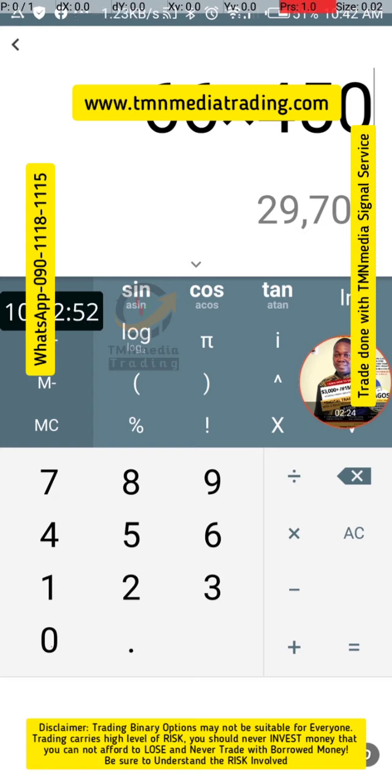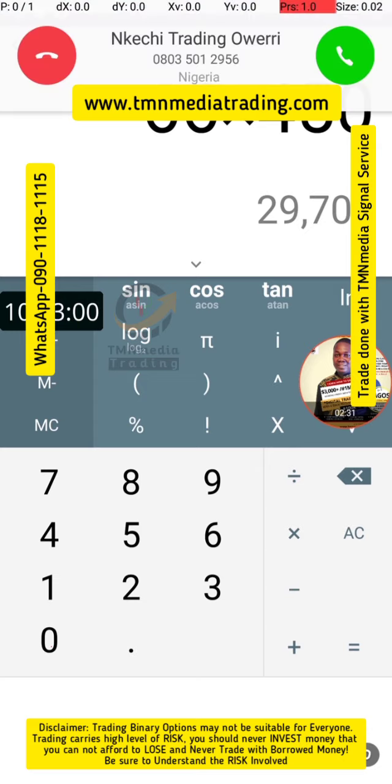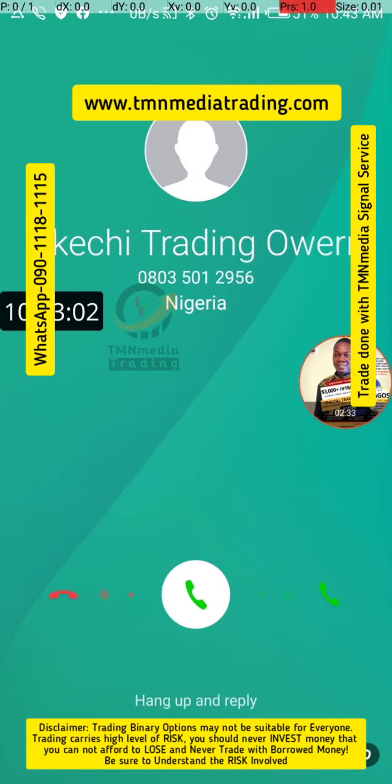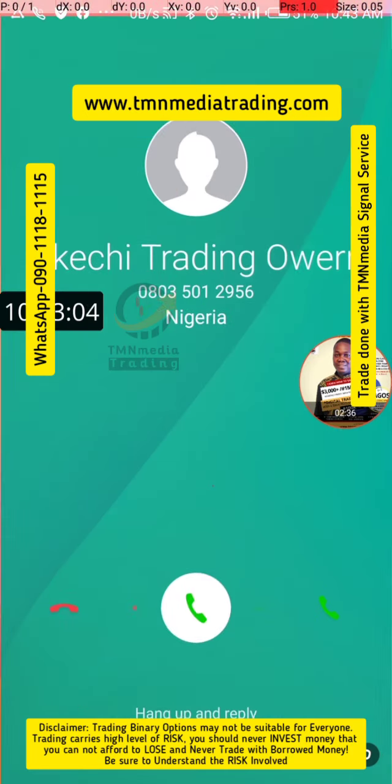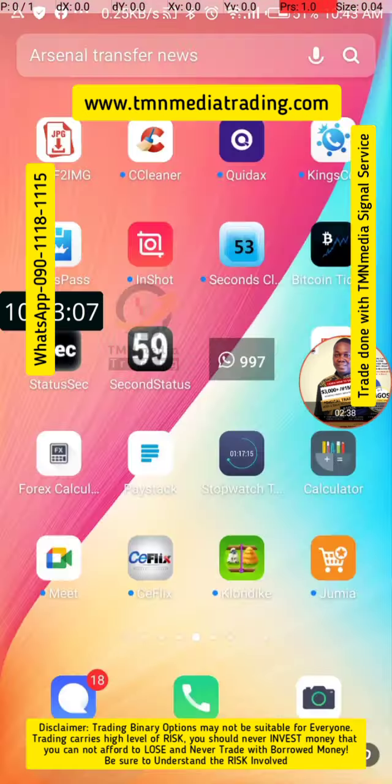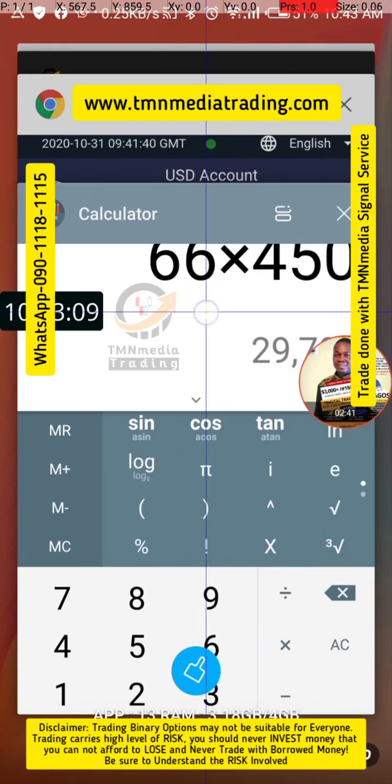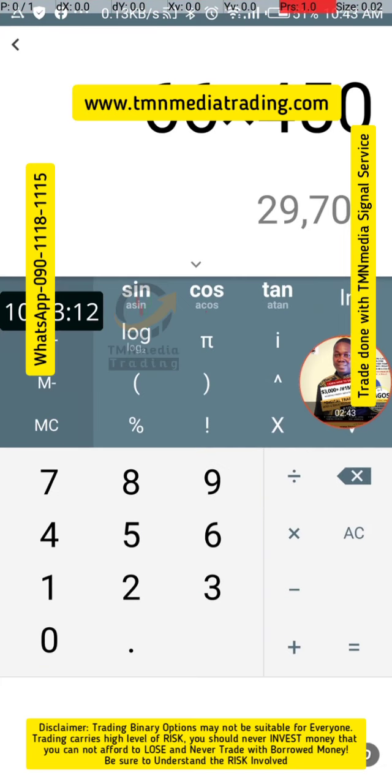So because you have signals everywhere, in my signal service, you get to receive over hundreds of signals daily. That's what you get to receive. This is one of the reasons why I don't like using this phone to make any recording. But on the other phone, I have some things running, so I didn't want to bother myself with it.